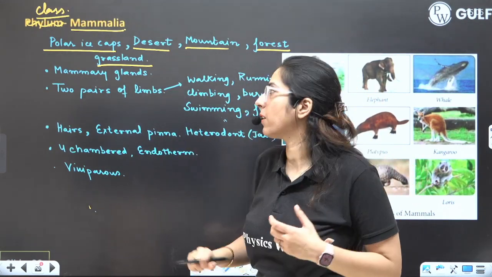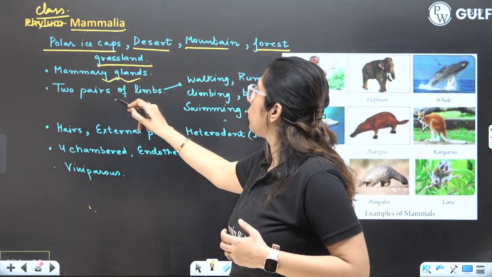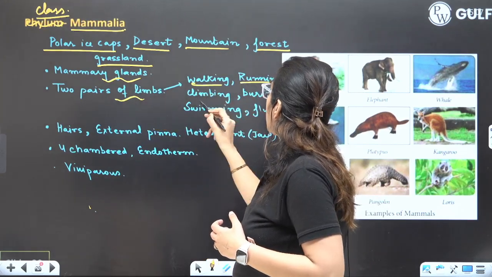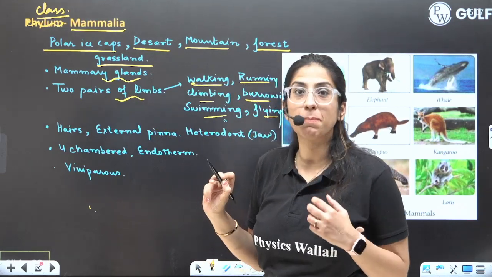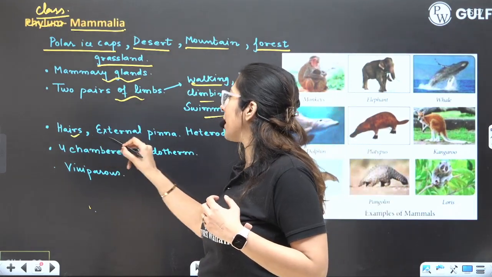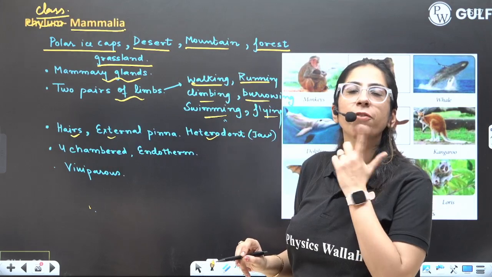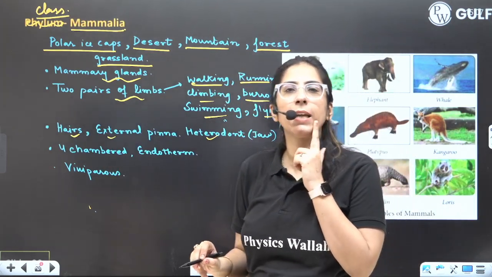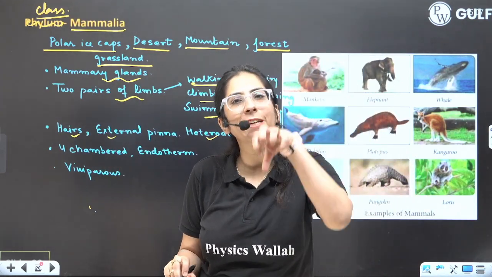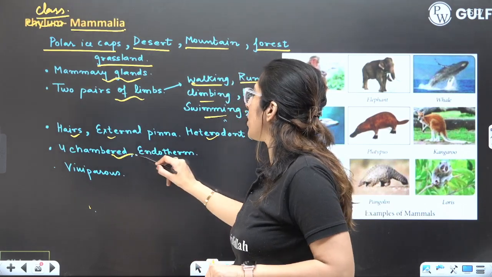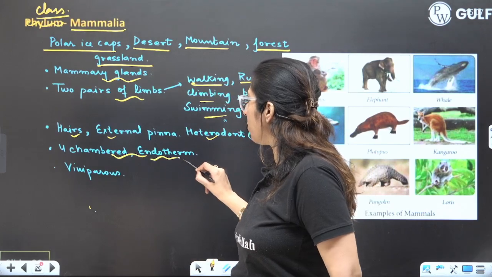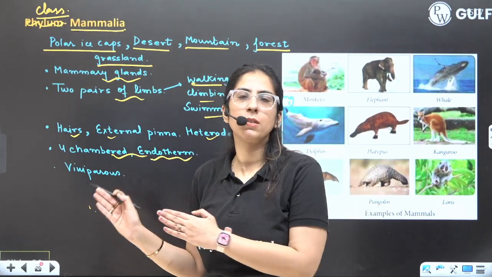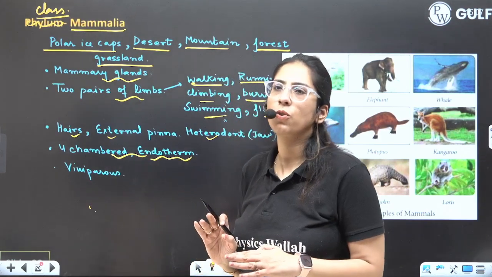They are viviparous. Two pairs of limbs are modified for walking, running, climbing, burrowing, swimming and flying. Flying means your Pteropus, bats. External pinna, heterodont. Different teeth are present: incisor, canine, premolar and molar, and all are embedded in sockets. We have a 4-chambered heart. We have a constant body temperature like that of birds.